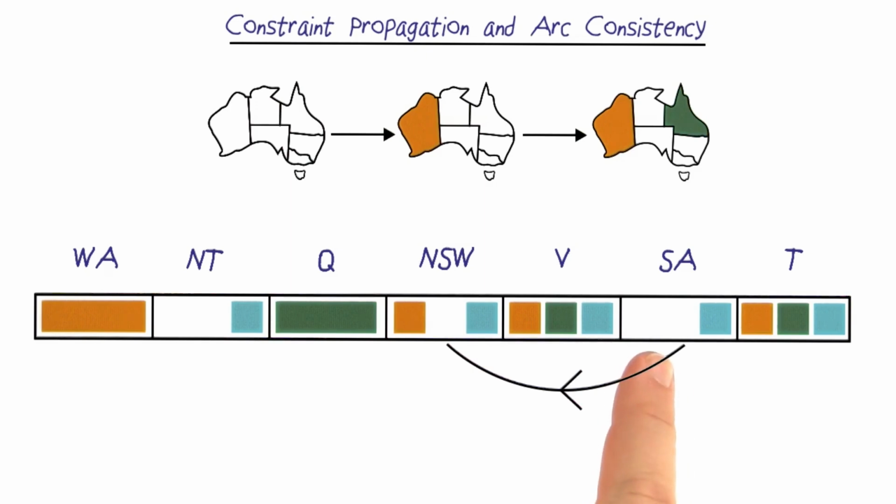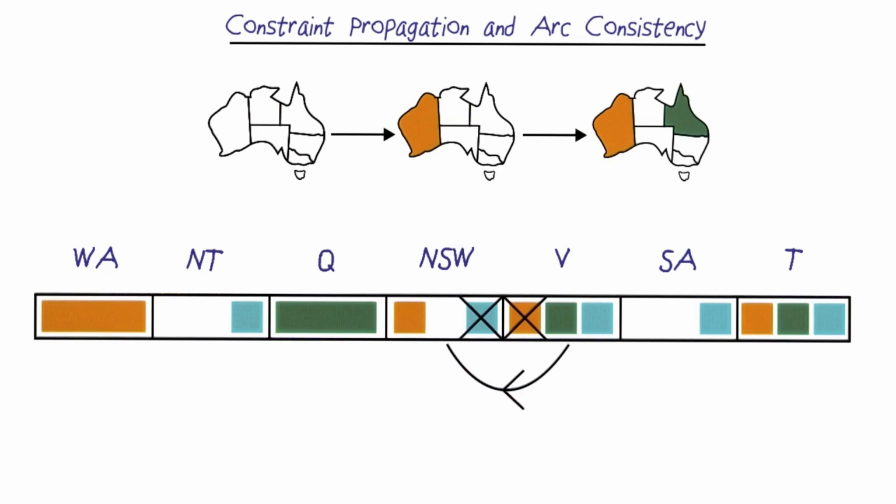So here we have removed green from South Australia's list and are now looking at its neighbors. New South Wales is a neighbor, and in order to be arc consistent, we will have to remove blue from its available colors. It can only be orange. Victoria is a neighbor of New South Wales, so we look to see if the change affects it. In fact, it does. We remove orange from Victoria's list of available colors.